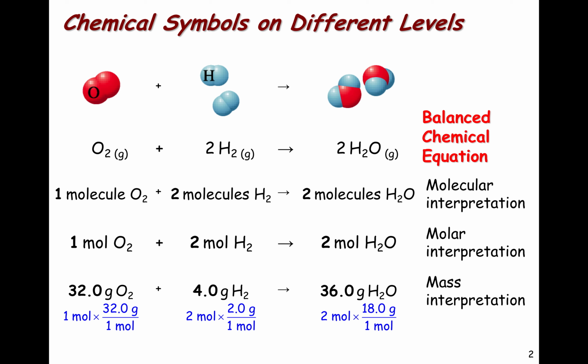So if we were to react 32 grams of elemental oxygen with 4 grams of hydrogen, we would then produce water, and in this case we would produce 2 moles of water, which, 2 times the molar mass of water, which is 18 grams per mole, gives us a total mass of the product being 36. You'll notice that the total mass of 32 plus 4 on the reactant side equals the total mass on the product side.